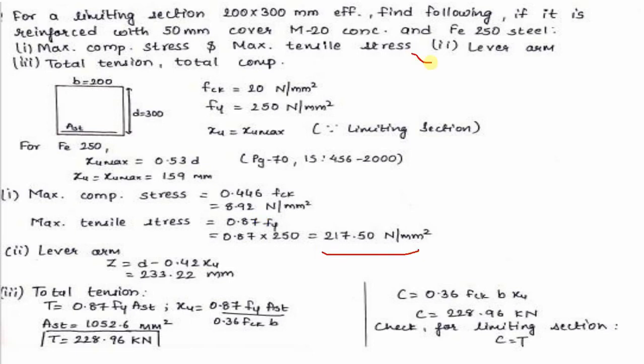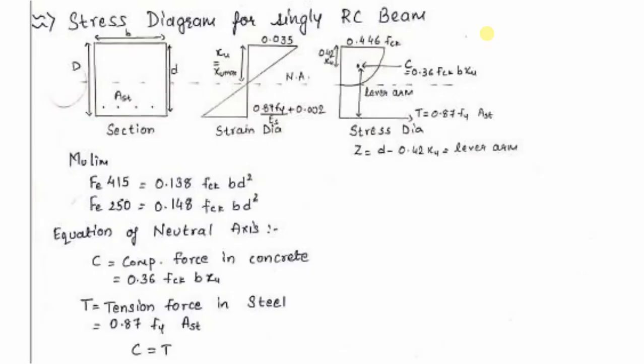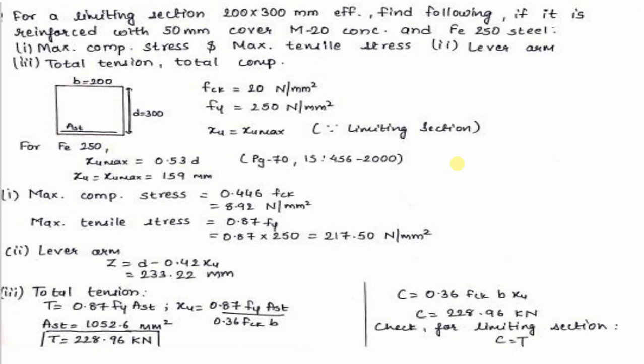And the second question that was asked is lever arm, and lever arm, as we have discussed in the previous lecture, is the distance between C and T, that is compression and tension force. So the lever arm was described by equation D minus 0.42 XU. Substituting here D minus 0.42 XU, we get the value of lever arm Z equal to 233.22 mm. So now the last thing remaining is to find total tension and total compression.